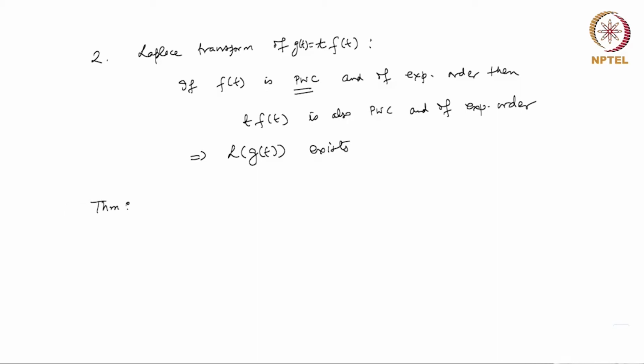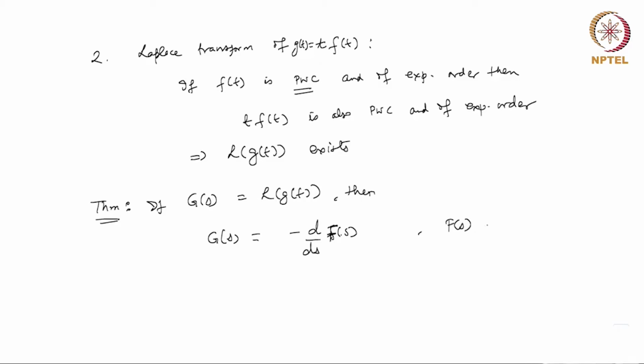So this theorem states that if we write G(s) as the Laplace transform of g(t), then G(s) is given by the formula minus the derivative of the Laplace transform F(s), where capital F(s) is the Laplace transform of f(t). So let us see how we can show this.